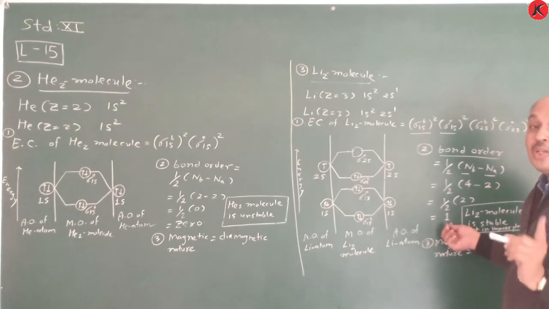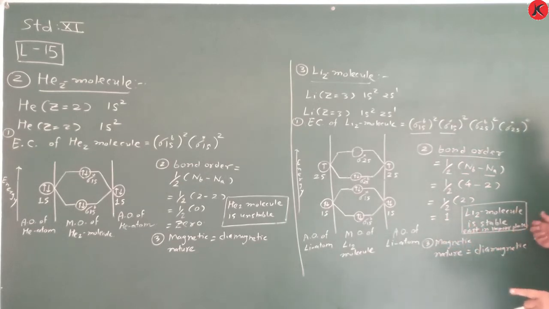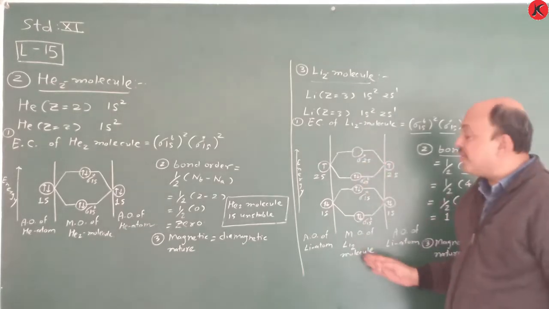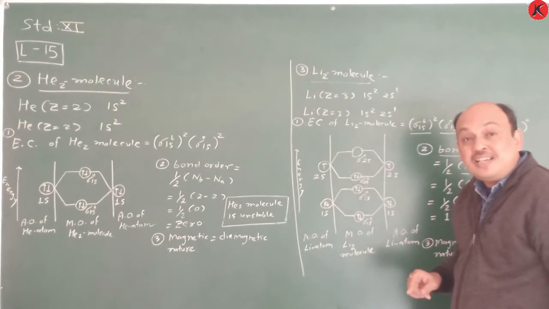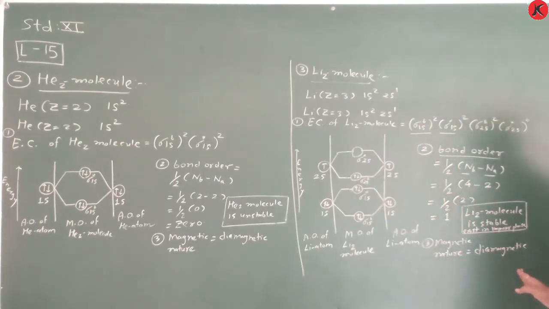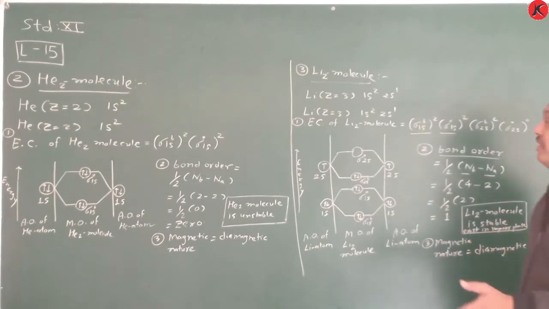So the Li2 molecule exists. Remember, the Li2 molecule is stable, but it exists in the vapor phase. You already learned this one. And third, magnetic nature. Is there any unpaired electron or single electron? No. That's why the magnetic nature is diamagnetic. So write down this one, and the question is asked just like this.